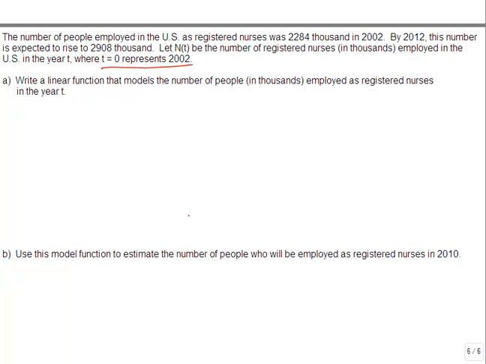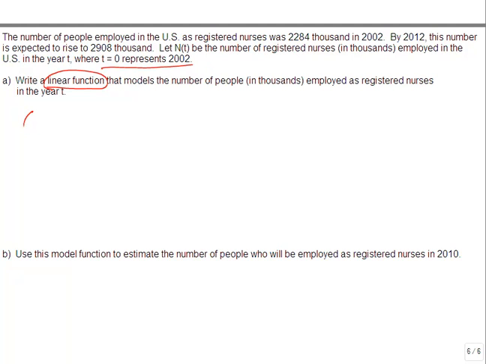Part A, write a linear function that models the number of people, in thousands, employed as registered nurses in the year t. So the keyword here is write a linear function. So in other words, we're trying to find the equation of the line that models this problem. Now, in order to do that, I would recommend that you convert this paragraph into two ordered pairs, two numbers that you know go together. And we're going to use those two ordered pairs to come up with the equation of our line.